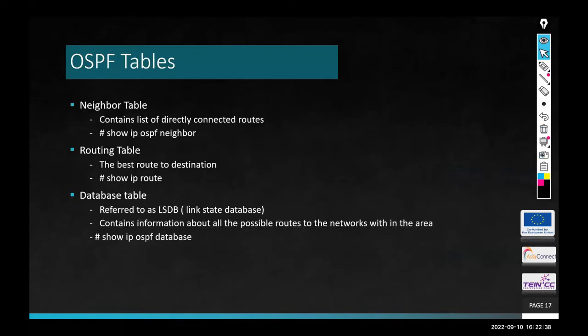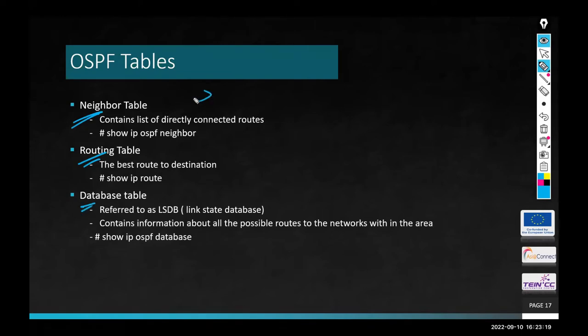OSPF neighbor table. When they are exchanging information, they will first build the two-way stage. They will build the neighbor table. And when they are exchanging the DBD with each other in the exchange stage, then they build the database table. When they build the database table, the best path will be placed in the routing table. So as usual, we are getting three tables here. One is the neighbor table, another one is the routing table, another one is the database table.